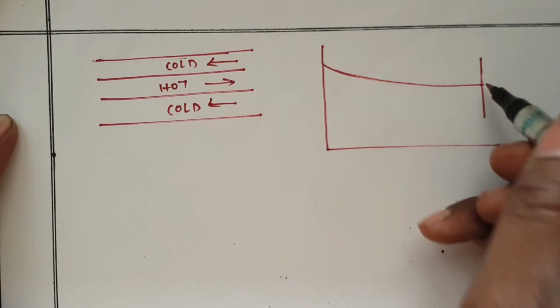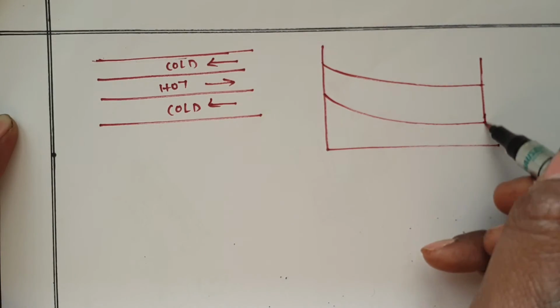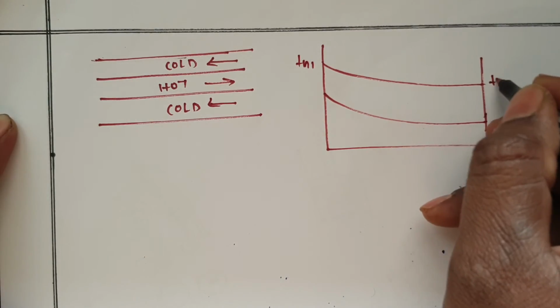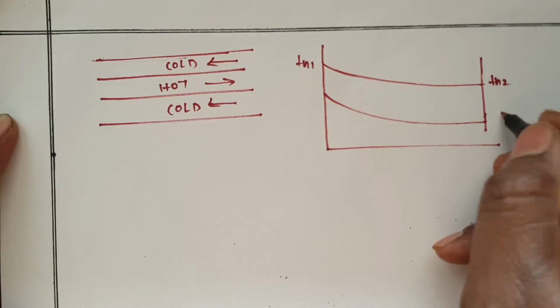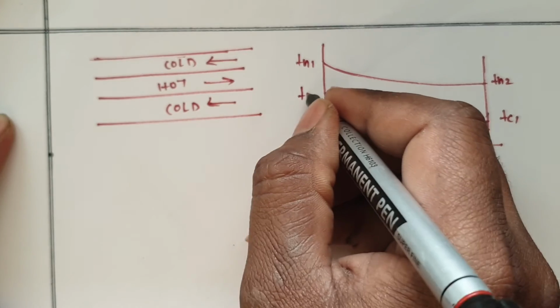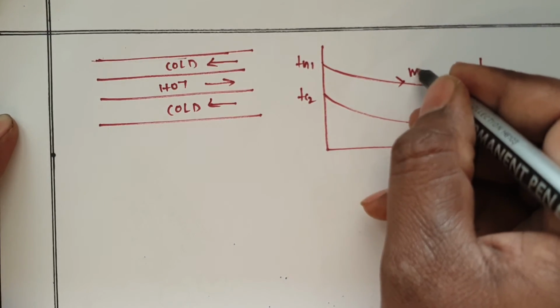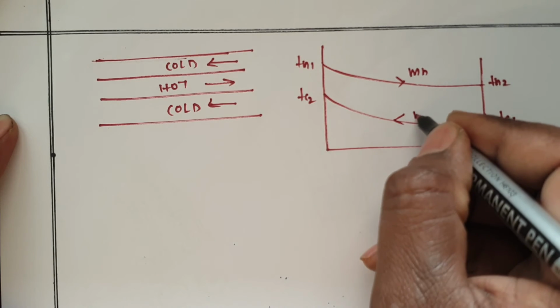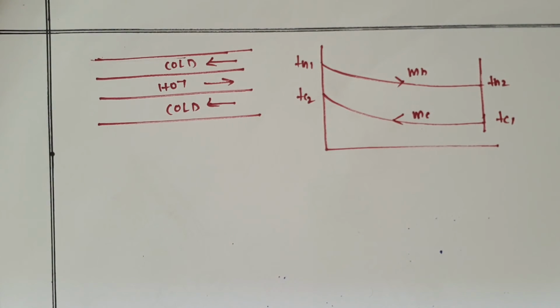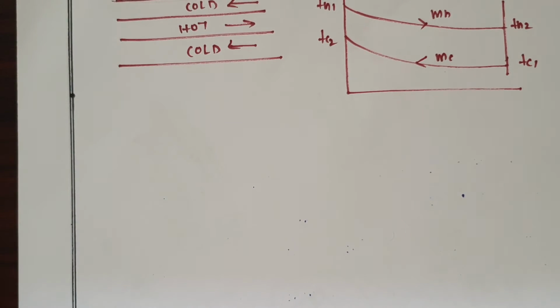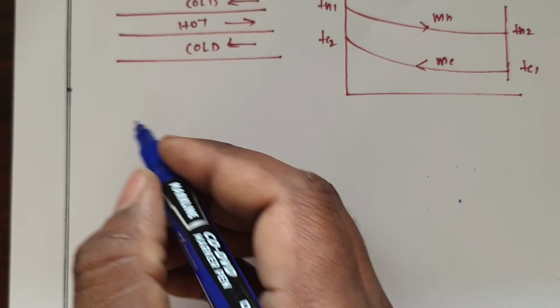As you can see, this one is known as TH1 and this one is known as TH2. This one is known as TC1 and this one is known as TC2. And this one is known as MH and this one is known as MC. After getting this, you have to write down the LMTD for counter flow.